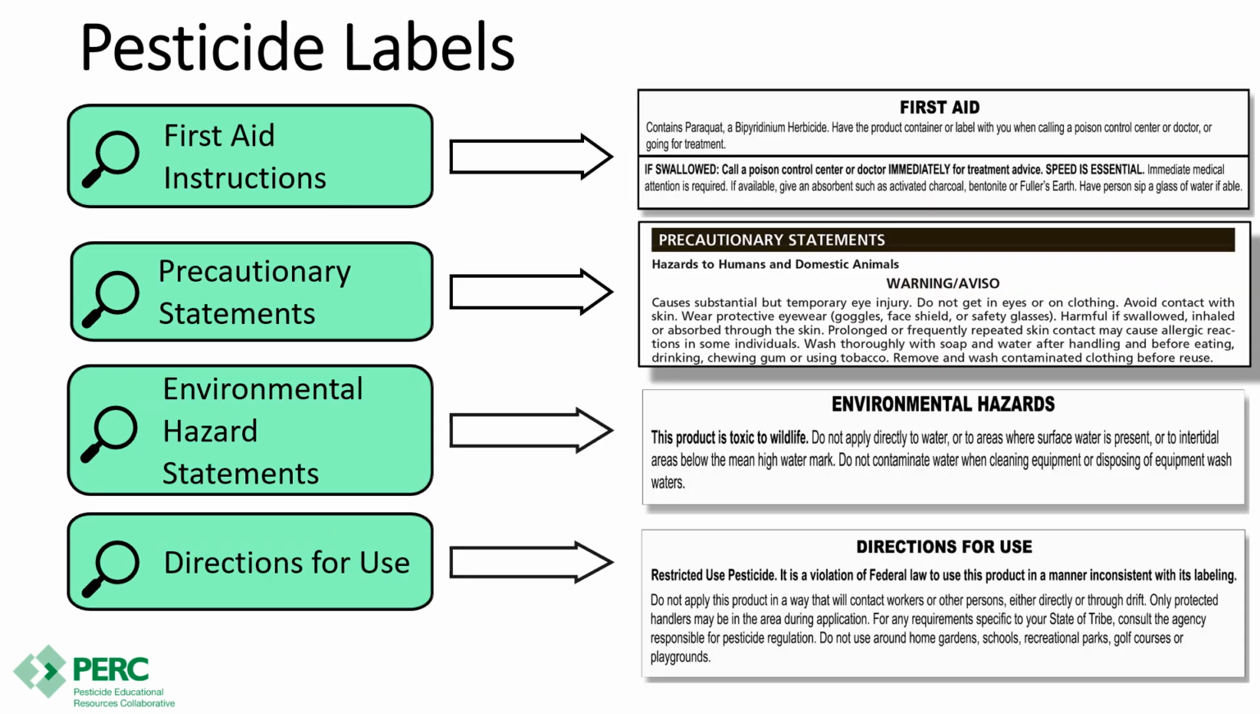The first aid instructions tell you what to do if you get the pesticide in your eyes, inhale it into your lungs, swallow it, or get it on your skin. It also provides a number to call in case of an emergency.